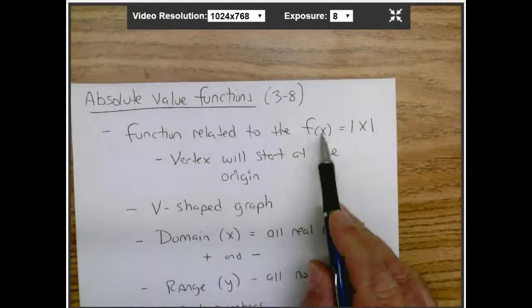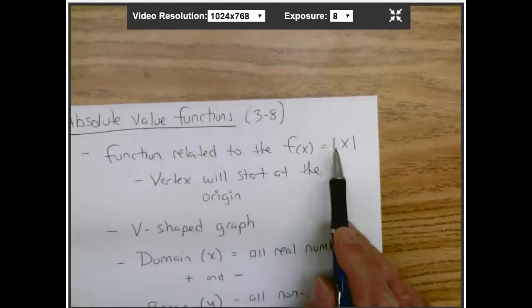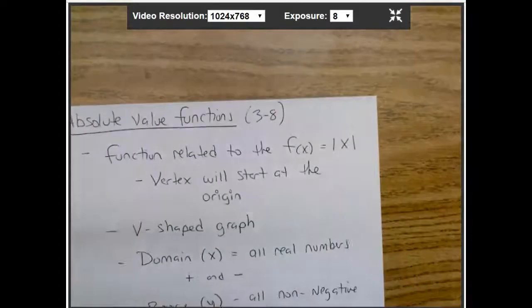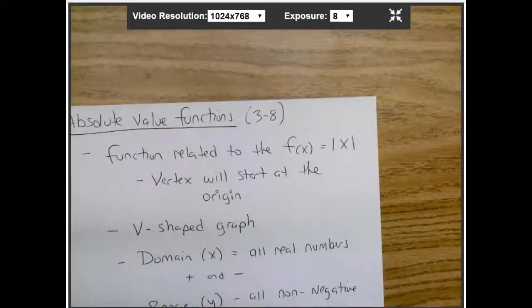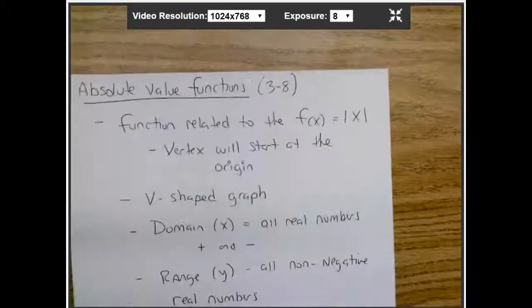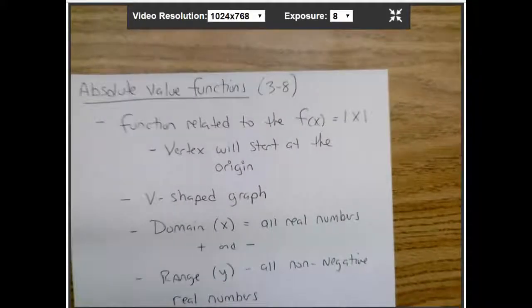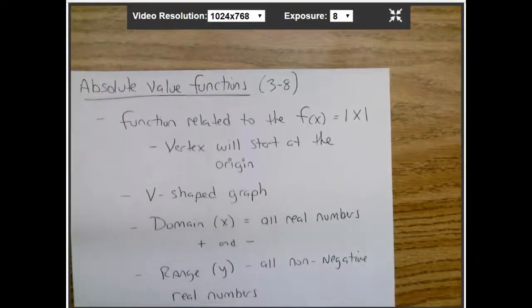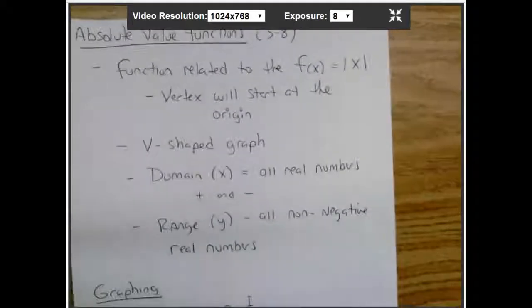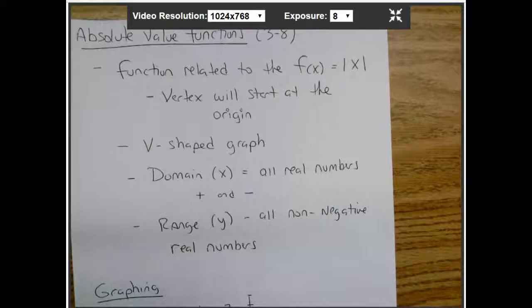to this one where the function of x equals the absolute value of x. Okay, so these kind of functions will start at the vertex or the origin, right? It will be a V-shaped graph, and if we look at the domain of the x values, it will be all real numbers, and they can be x positive or negative. And then the range, which is the y, it can be all non-negative real numbers. And that's talking about this one now.